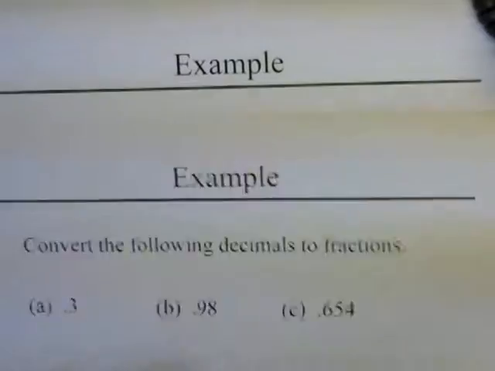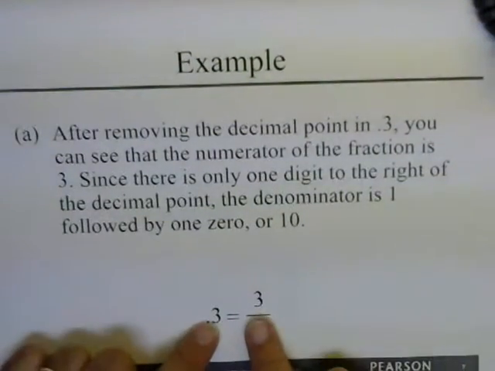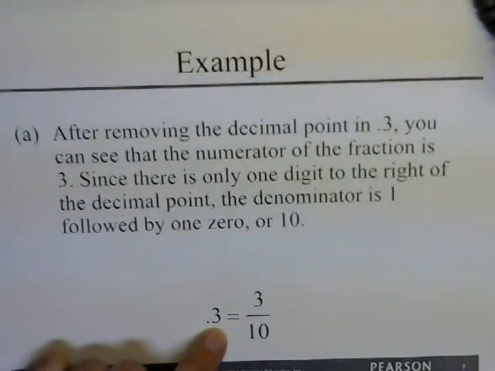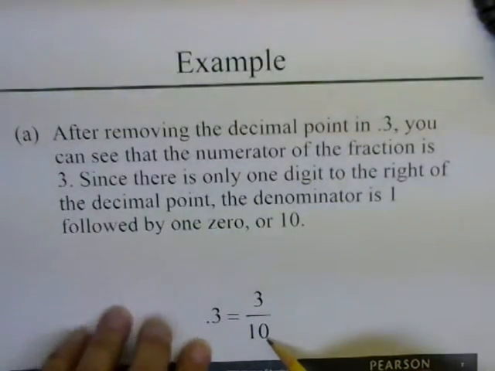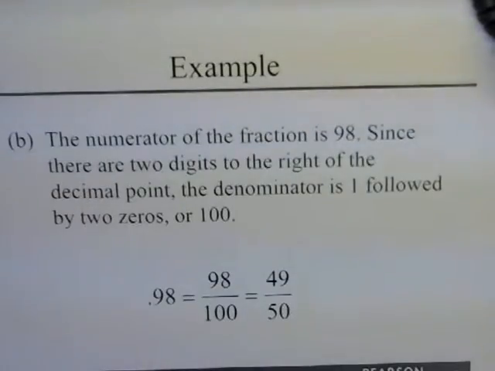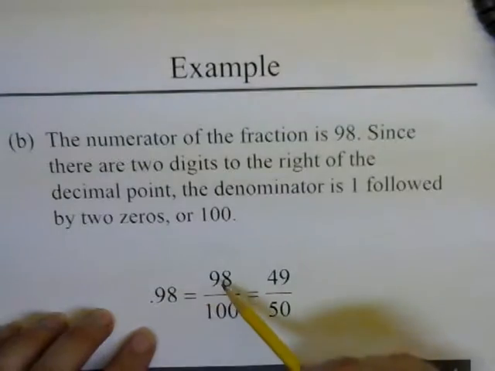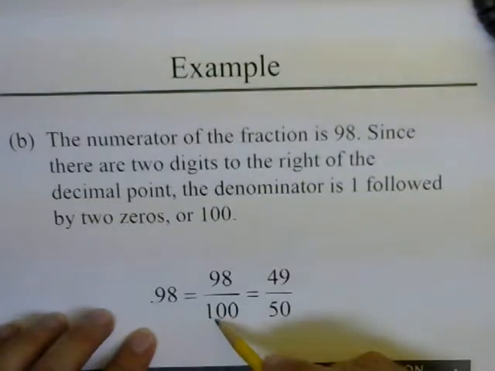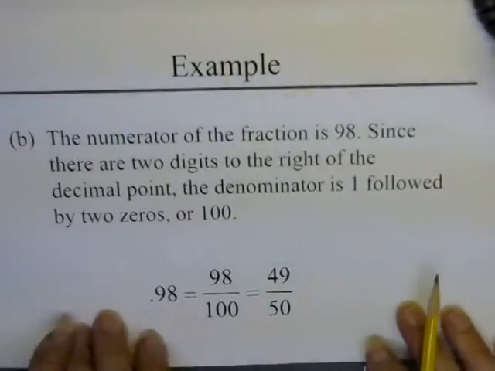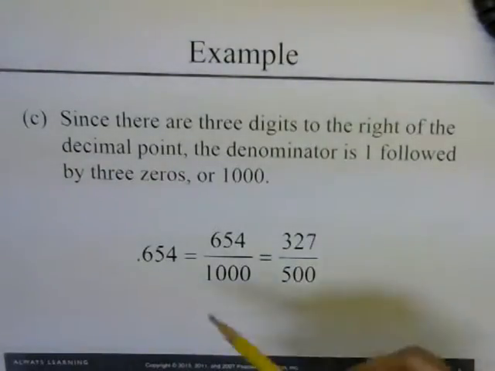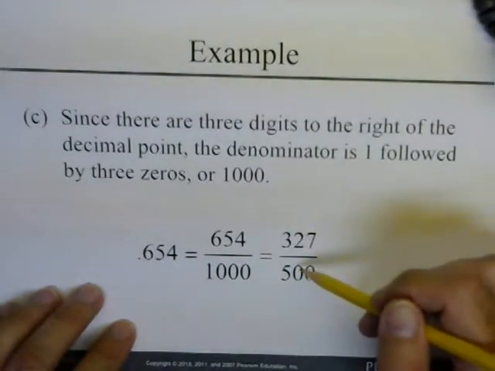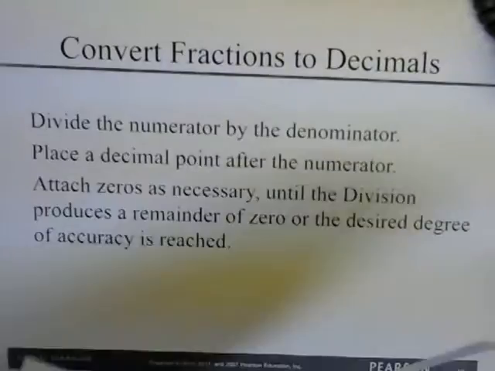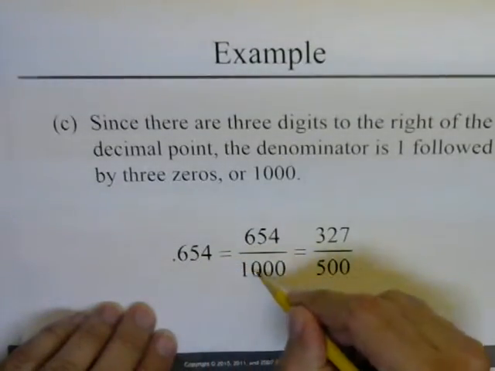So for part A, you just sort of erase the decimal, just write 3, and then think about how many places you have to move the decimal to get the 3. So you have to move it 1 place, which gives you a 10. Then you have the 0.98, so write 98 on top, and since you'd have to move the decimal 2 places, you'd have 2 zeros there, and then don't forget you can reduce the fraction. 0.654 would be 654 over 1,000. That's 327 over 500. All right, so then you have 3 places here, so you'd have 3 zeros.